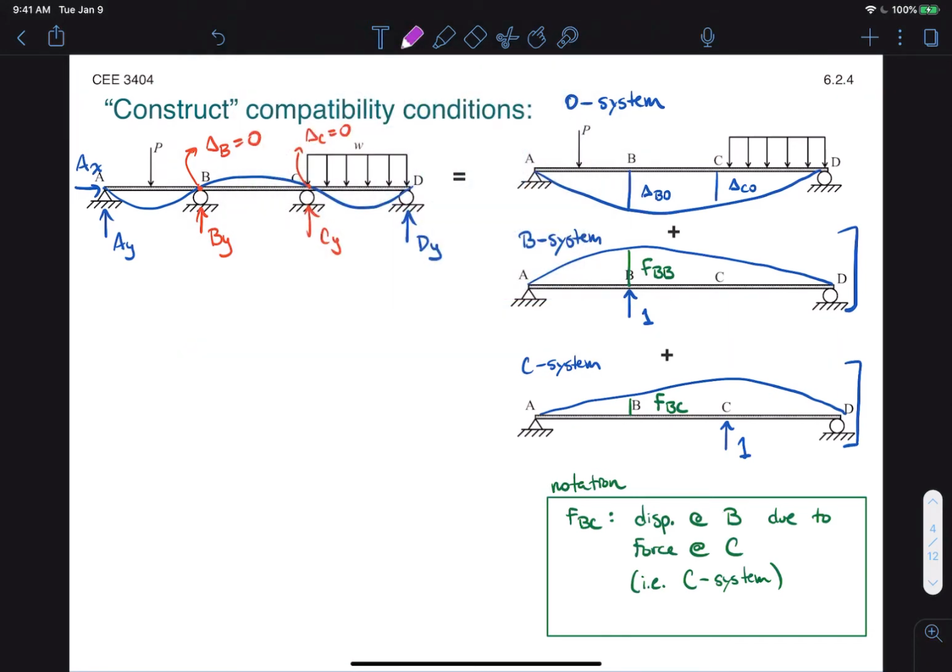Now similarly for point C, I'll call the displacement for the B system FCB, and the displacement at C for the C system FCC.